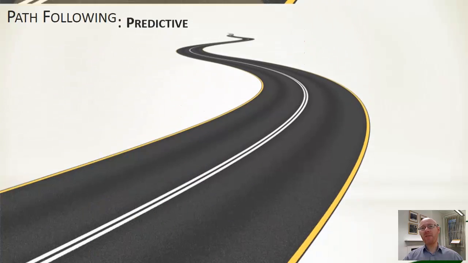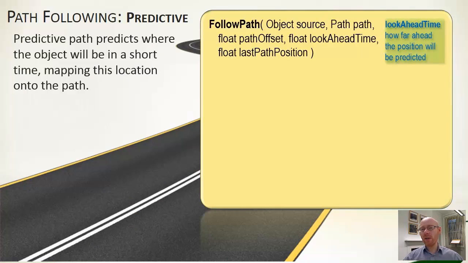Predictive path following is a small extension to the non-predictive. So here we're passing in the object and the path that we're following. We've still got a path offset. We also have another variable about how far ahead in time we're going to be considering our position. So predictive path following works out where, based on the current velocity, we will be in a little bit of time, and then uses that future location to work out where we are in the path and where we should seek to. So it takes into account the velocity of the object, not only its position.